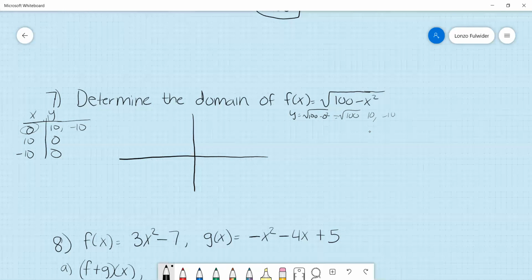Actually, don't include the negative 10. Just try positive values, when you plug in 0. Don't include the negative 10, because this is definitely half a circle, right? So our x values are going to be 10 and negative 10, and over here our highest y value is 10. So it's going to look like half a circle, something like this.